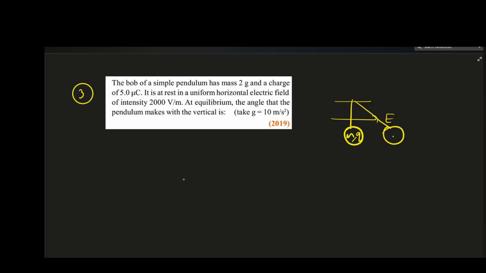So this means, what are the forces acting over here? The tension, the electrostatic force, and then the gravitational force. So let us consider that bob as a small point. This be the theta. Now this will be my electrostatic force and this will be my gravitational force and this will be my tension.